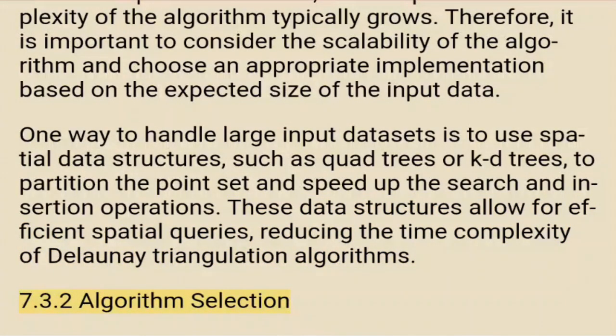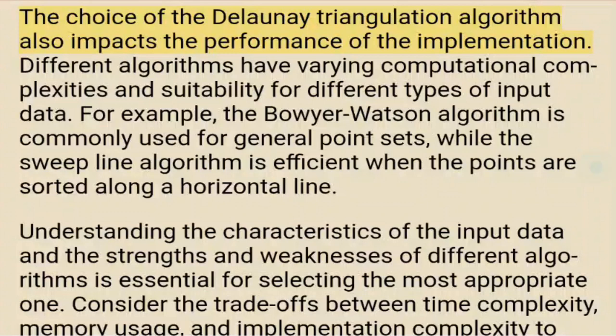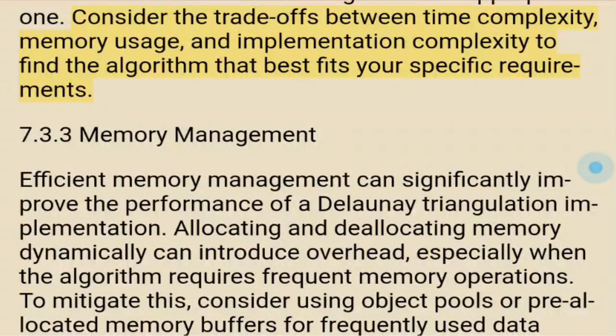7.3.2 Algorithm Selection. The choice of the Delaunay triangulation algorithm also impacts the performance of the implementation. Different algorithms have varying computational complexities and suitability for different types of input data. For example, the Bowyer-Watson algorithm is commonly used for general point sets, while the sweep-line algorithm is efficient when the points are sorted along a horizontal line. Understanding the characteristics of the input data and the strengths and weaknesses of different algorithms is essential for selecting the most appropriate one. Consider the trade-offs between time complexity, memory usage, and implementation complexity to find the algorithm that best fits your specific requirements.